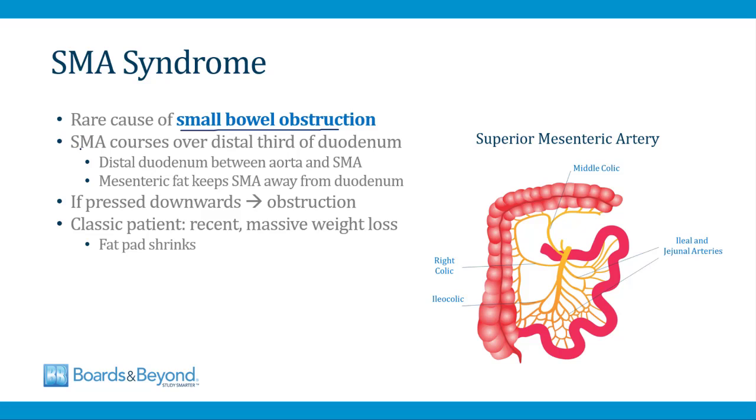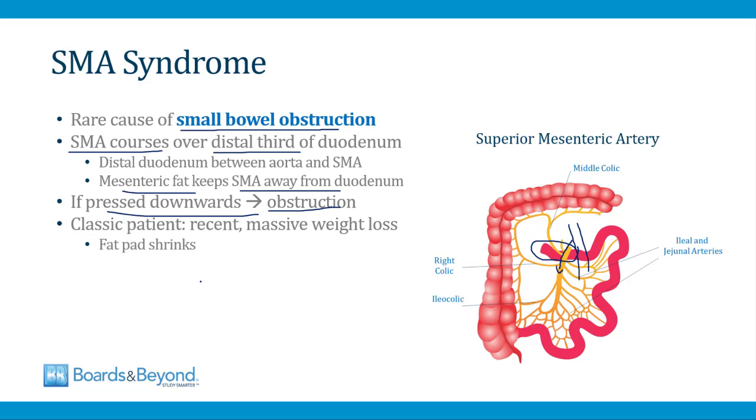This syndrome can occur because the superior mesenteric artery courses over the distal third of the duodenum. If you look at this picture on the screen, which we saw earlier, here's the SMA, and it goes right over the top of the duodenum. So as a result, the duodenum sits between the superior mesenteric artery and the aorta, which is not shown, but which is out here. Now normally there is some mesenteric fat that keeps the superior mesenteric artery away from the duodenum, but if anything happens and the superior mesenteric artery is pressed downward, it will pinch the duodenum between the aorta and the SMA, and that will cause obstruction.